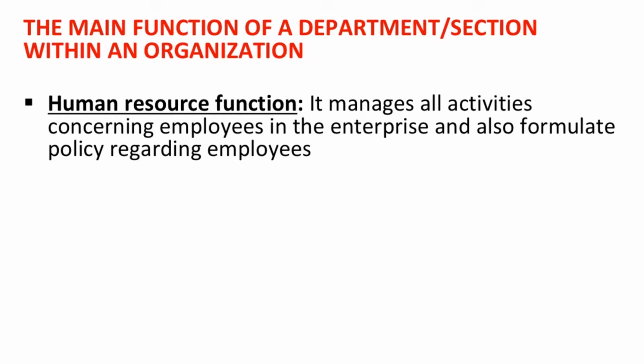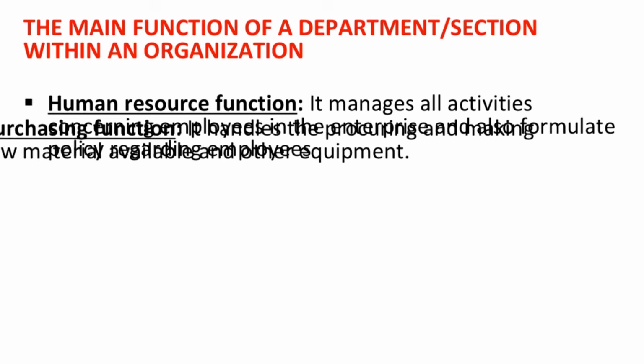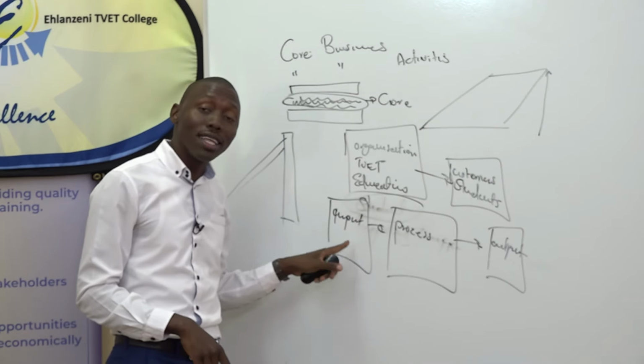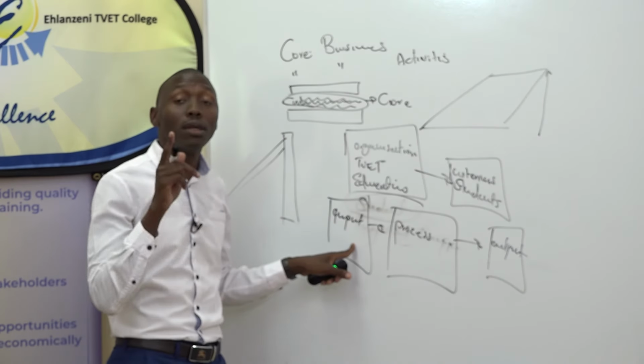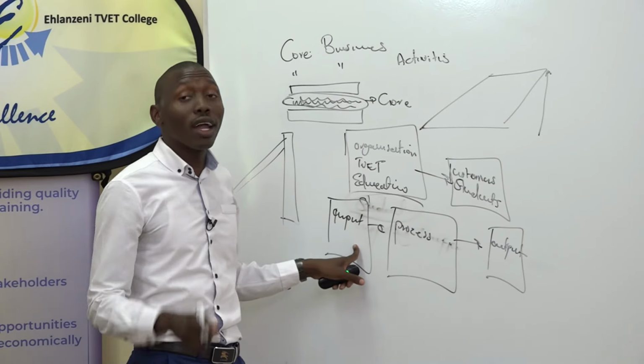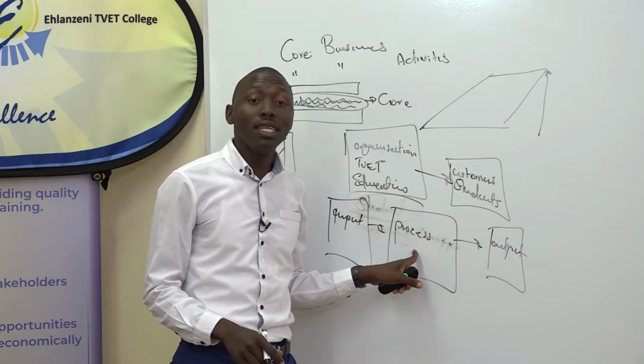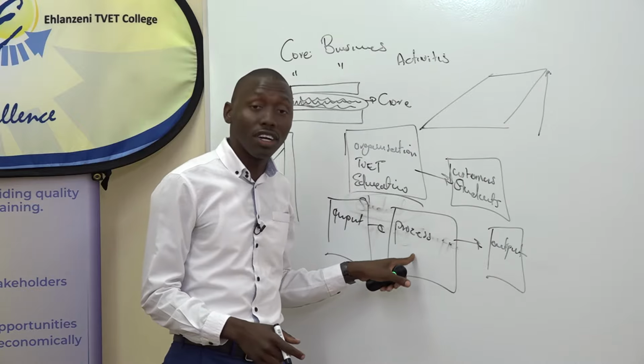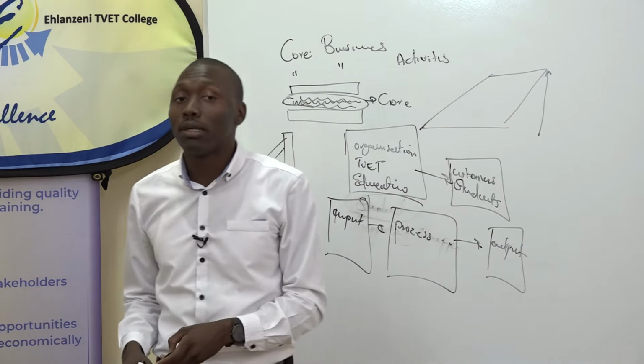The second function is the purchasing function. Its duty is to handle procuring and making raw material and other equipment available. For the organization to run, it needs the input. Who buys the inputs or the raw material? It is the purchasing function. For the organization to do the processing part, it needs equipment, and it is the purchasing function that purchases this equipment.